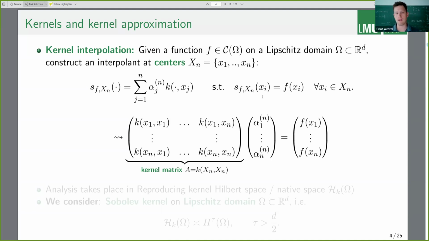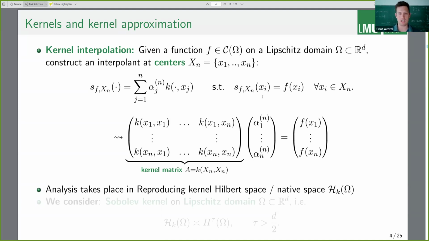And in particular, we see the kernel matrix here, which is hopefully familiar to most of you. This kernel matrix will be positive definite because of our assumption on the kernel being strictly positive definite, and therefore this is always solvable. And now the analysis takes place in the reproducing kernel Hilbert space, which is just a Hilbert space of functions which is kind of native to the kernel. That's also the reason why it's sometimes called a native space.